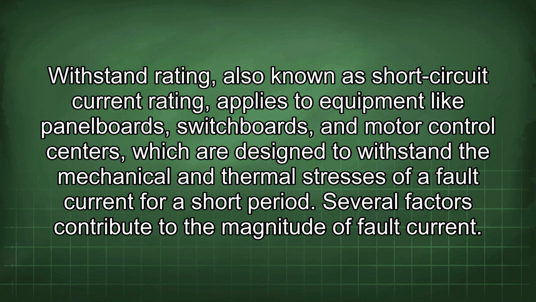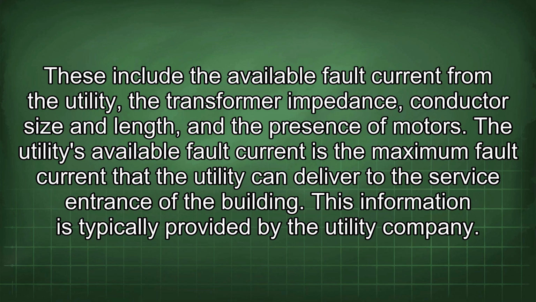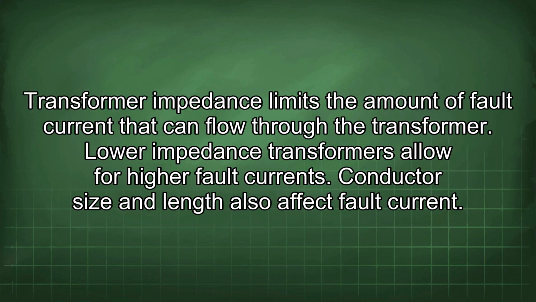Several factors contribute to the magnitude of fault current. These include the available fault current from the utility, the transformer impedance, conductor size and length, and the presence of motors. The utility's available fault current is the maximum fault current that the utility can deliver to the service entrance of the building. This information is typically provided by the utility company. Transformer impedance limits the amount of fault current that can flow through the transformer. Lower impedance transformers allow for higher fault currents.